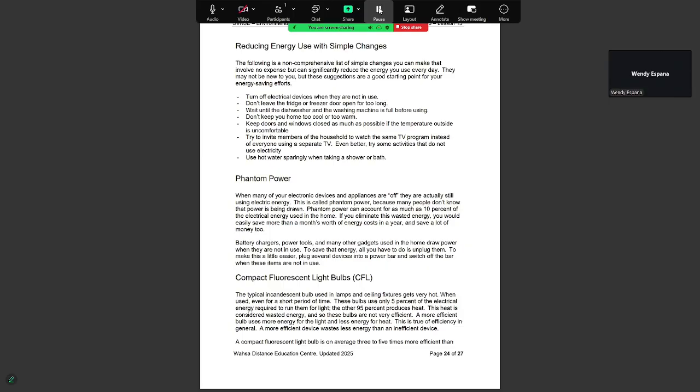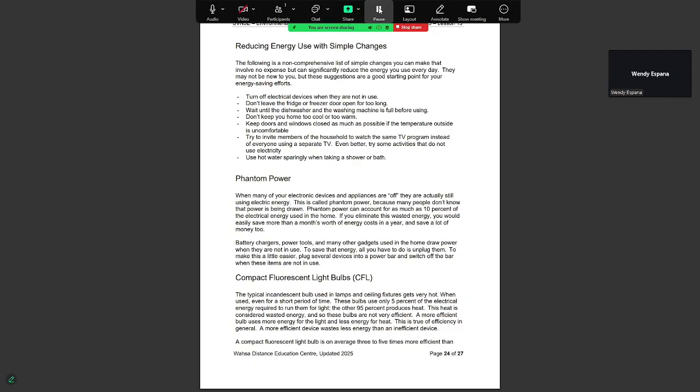Turn off lamps, turn all that stuff off before you go to bed. Make sure all the lights are off in the house. Make sure all the devices are off in the house. Okay, so that's a biggie. Just turn off devices when you're not using them.